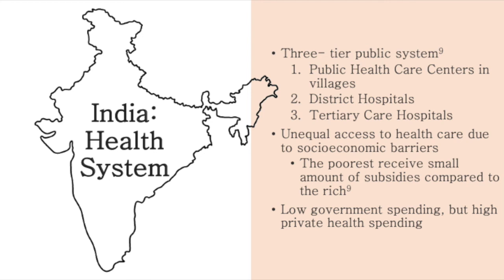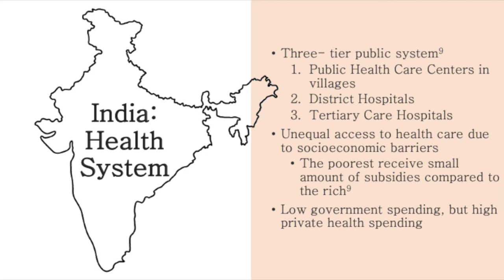Okay, and then the last country we have to talk about is India, so I'm going to go over their health system briefly. They have a 3-tiered public system. The first tier is public health care centers and villages. Then they have district hospitals, then tertiary care hospitals. They have unequal access to health care due to socioeconomic barriers.